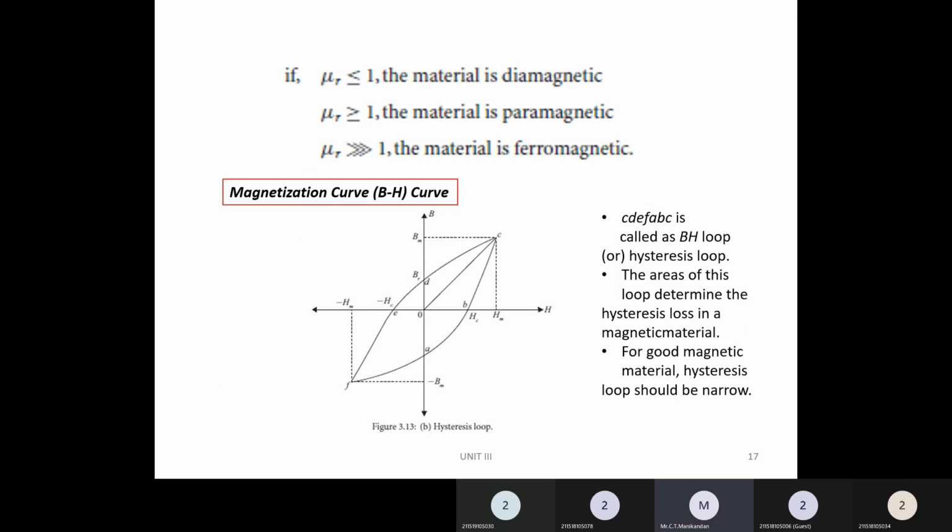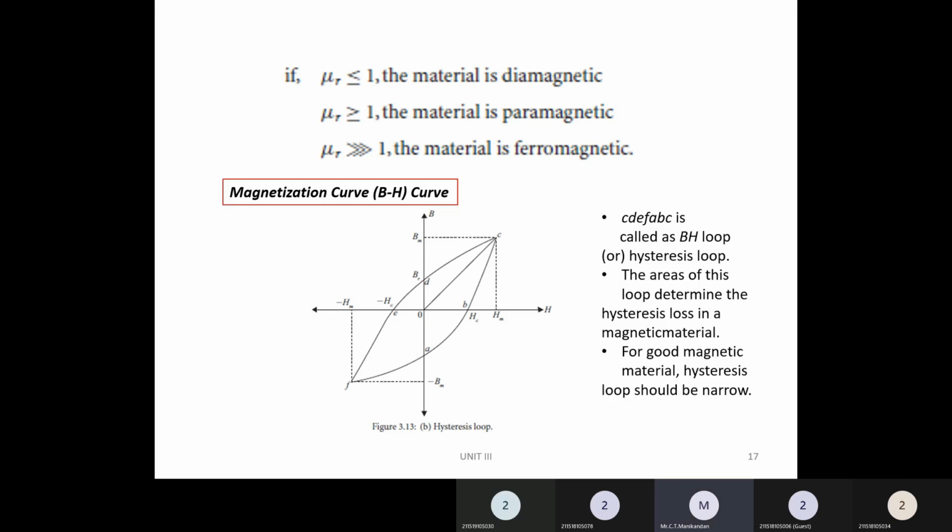And as I told you, we can also classify magnetic materials depending upon the relative permeability, mu r. If the relative permeability is lesser than 1, very much lesser than 1, then the material is called a diamagnetic material.